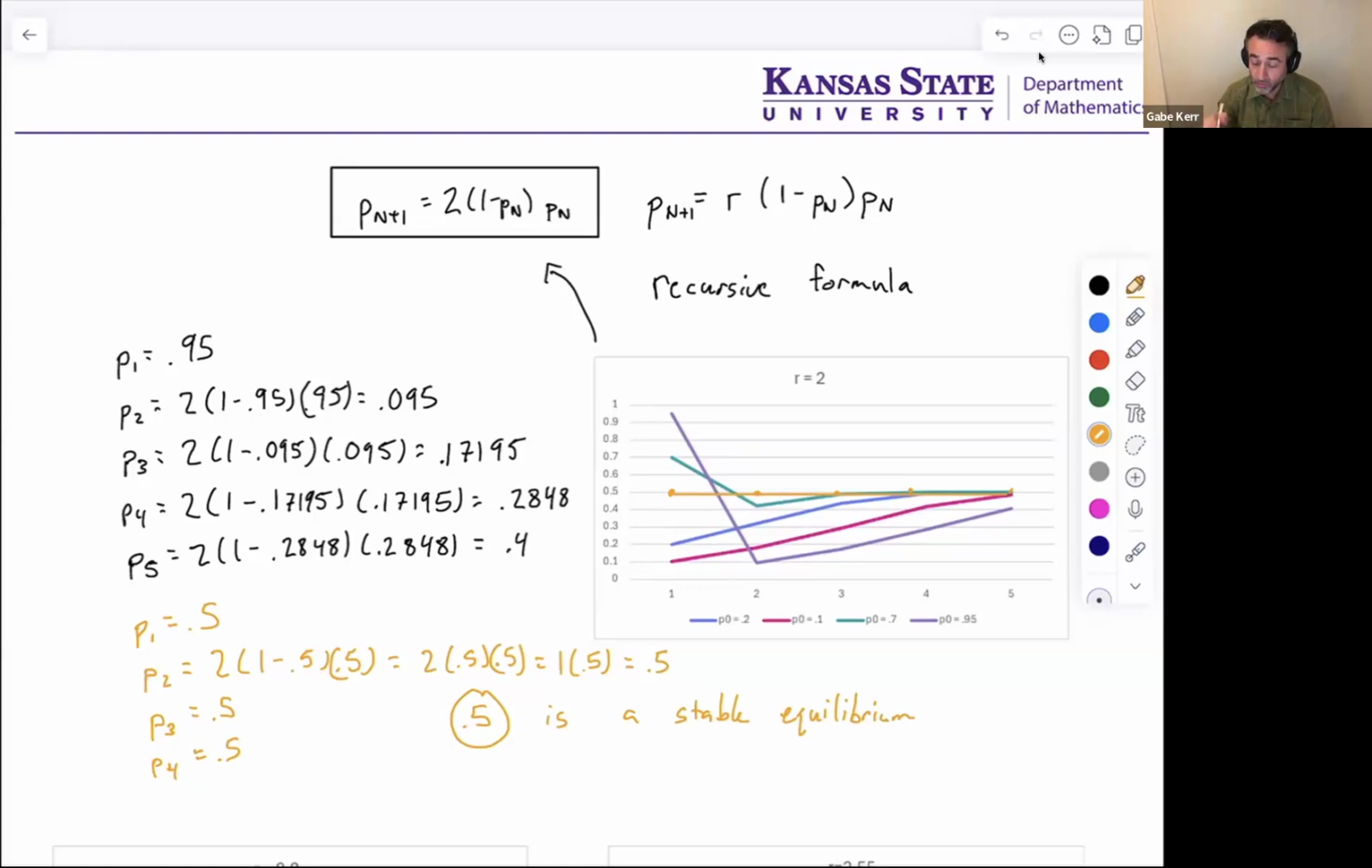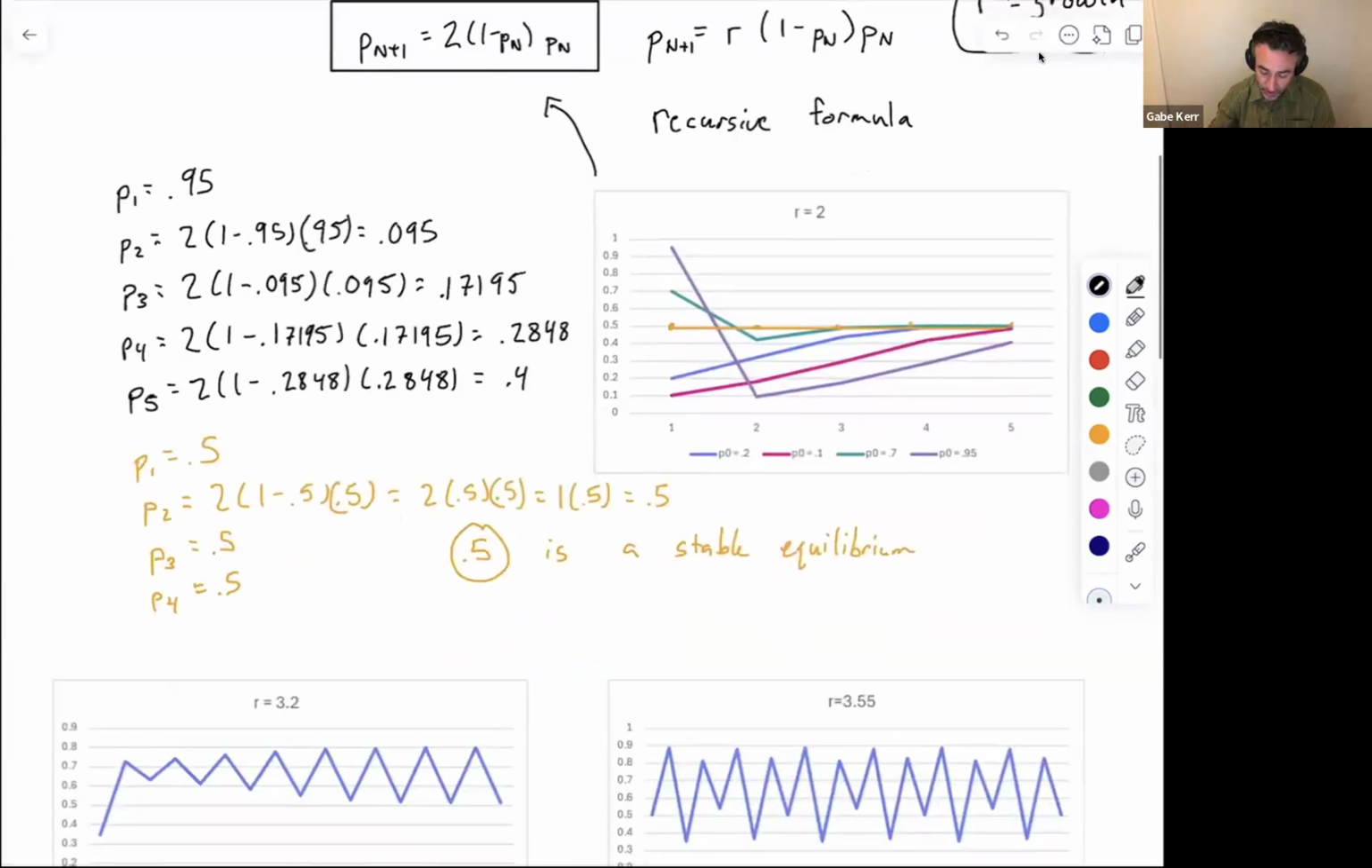All right, so I'm not going to go through the details of each of these computations for the next few cases, but what I want to do now is look at what happens if we were to change our growth rate. Remember, R is called the growth rate. So it really controls a lot of what's going on in a very interesting way. So in this case, R equaling 2, we have a system, some kind of island and some kind of population that converges to a stable population. What happens if we change R?